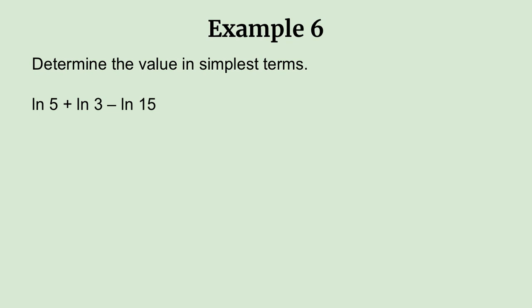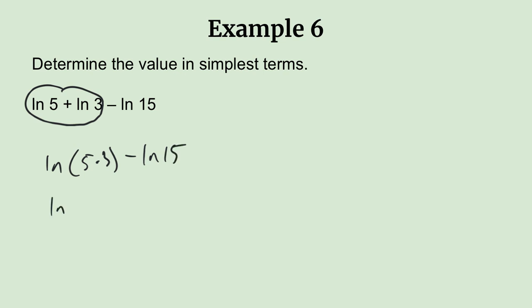Using order of operations, we go left to right here. So we're going to start by combining these into ln of 5 times 3 minus ln of 15. So then we have ln of 15 over 15, which is equal to ln of 1, and whenever you take the natural log or log of 1, that's equal to 0 every time.